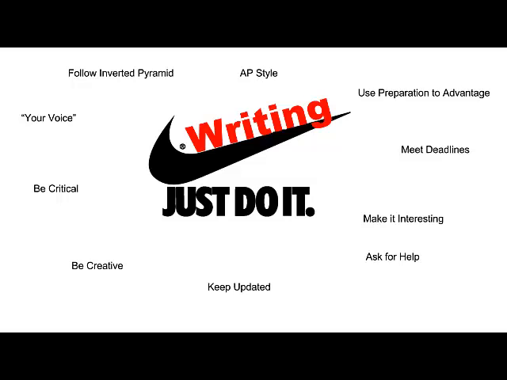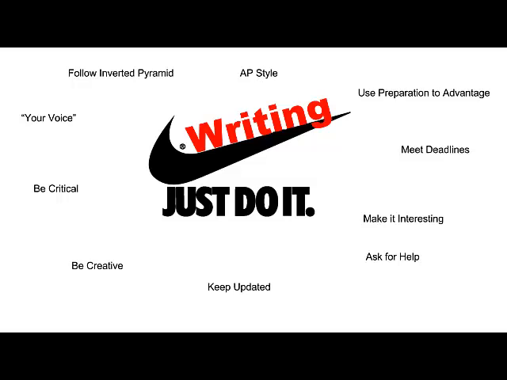Use your voice, and what I mean by that is that you shouldn't be restricted in your writing besides following the AP style or inverted pyramid or the code of ethics. You should be able to be creative but also be critical of your writing and critique it, so you always think that there's room for improvement. And you want to keep it updated. In sports there's always new games and new records and stuff, so you want to keep up to date with the information in your article.